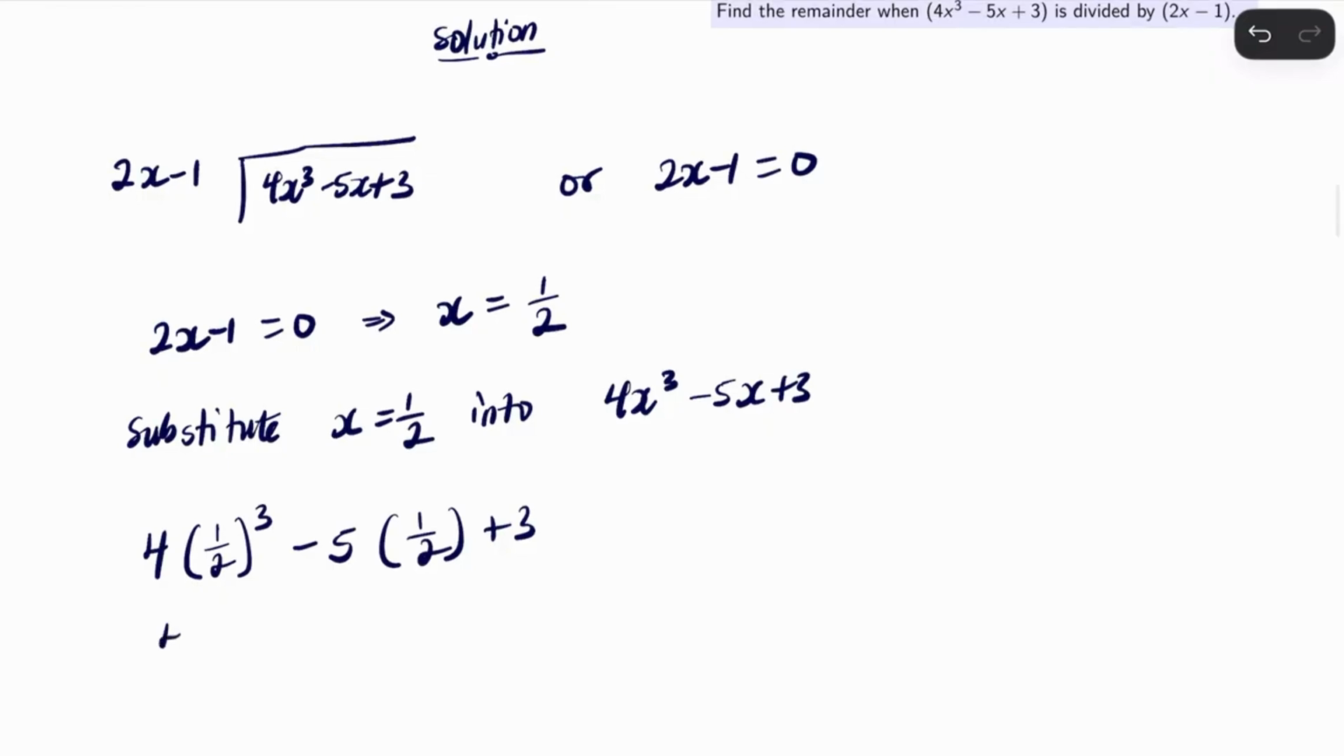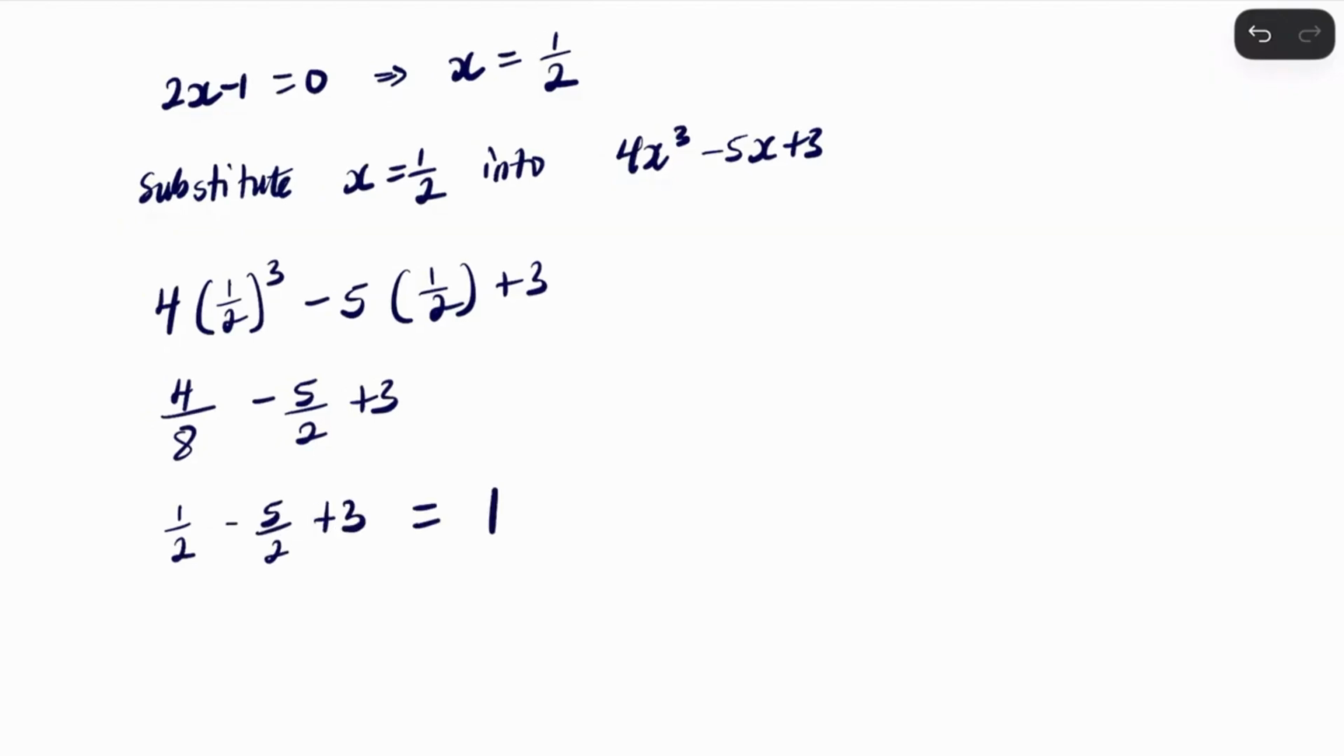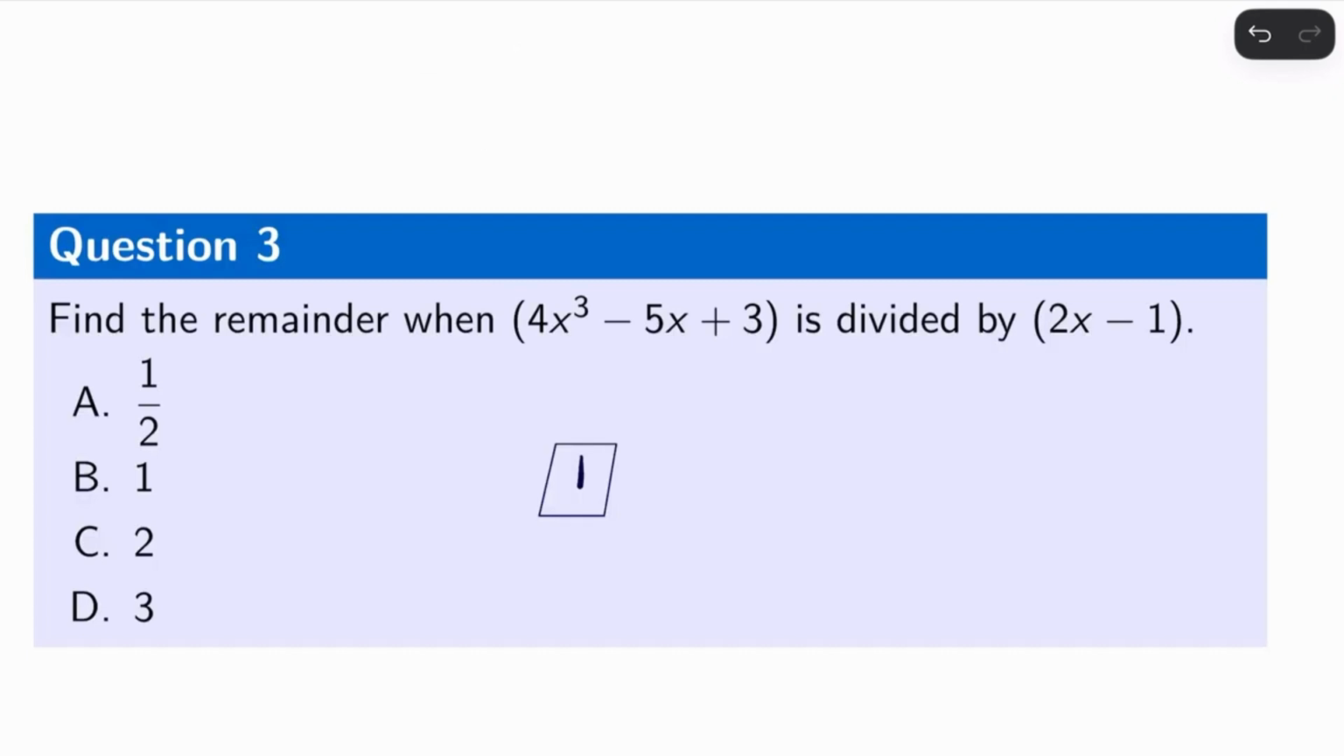So we are going to have 4 on 8 minus 5 on 2 plus 3. Thus we have 1 on 2 minus 5 on 2 plus 3. And this is equal to 1. And so our remainder is giving us 1. Thus the correct option is option B.